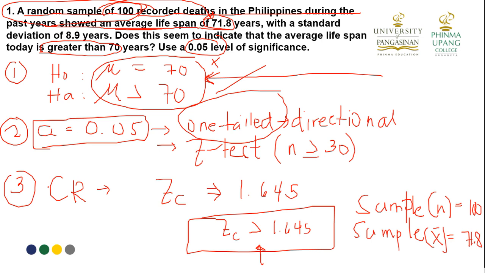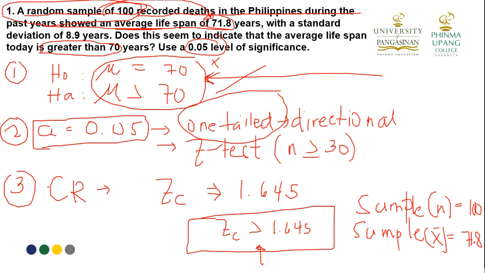And I wrote z-test here because our test statistic is the z-test, because of the sample size. The sample size is 100. It is greater than 30. That's why we're going to use the z-test. Did I answer your question? Okay, sir. Thank you.